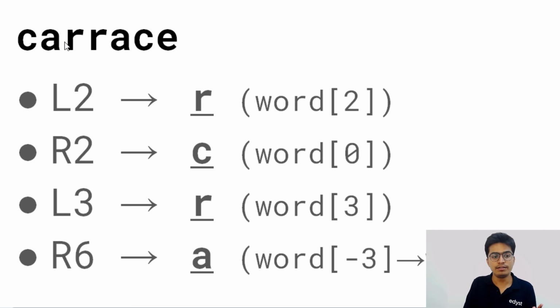Then I do 1, 2, 3, right? Word of 3. And then I do 1, 2, 3, 4, 5, 6, right? I do a right rotate by 6, which means this is the third last character from the end. I mean, it's the third last character, right? So this actually makes life pretty simple for us.